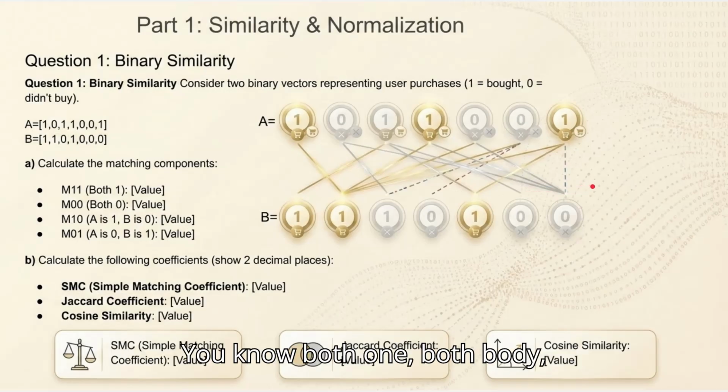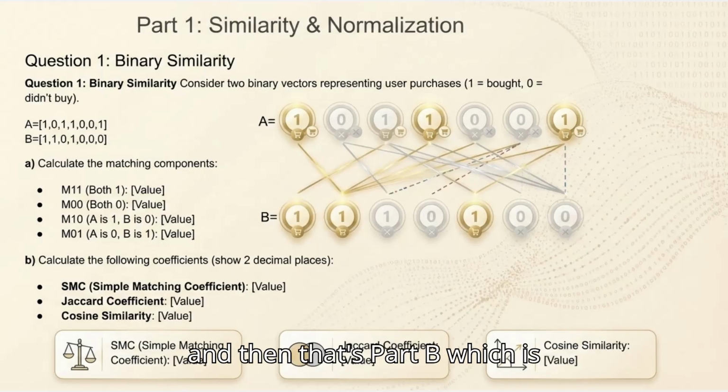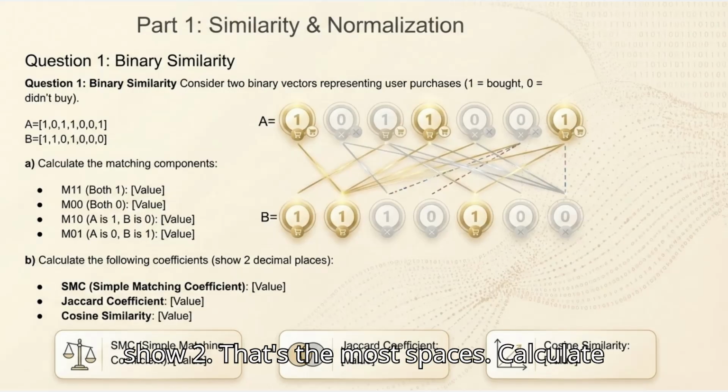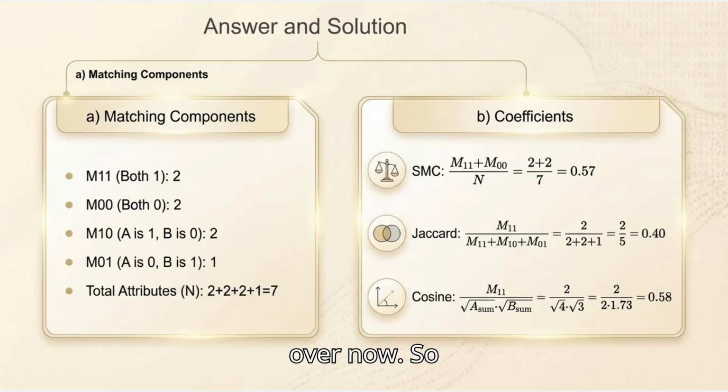Both one, both bought it; both zero, both didn't buy; and then the mixed matches. And then that's part B, which is to calculate the following coefficients. Show two decimal places. Calculate SMC, or simple matching coefficient, Jaccard, and cosine. So if you want to pause, and then we go over the solution, going over now.